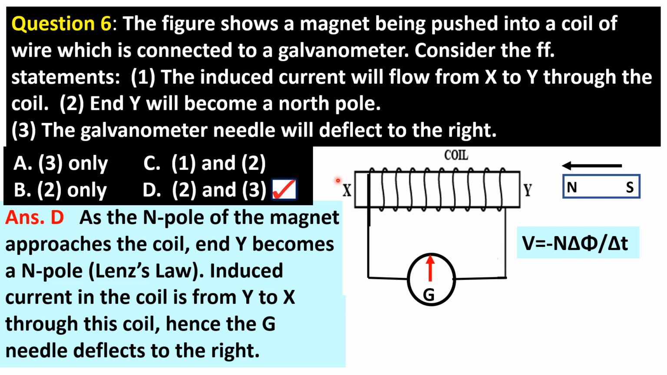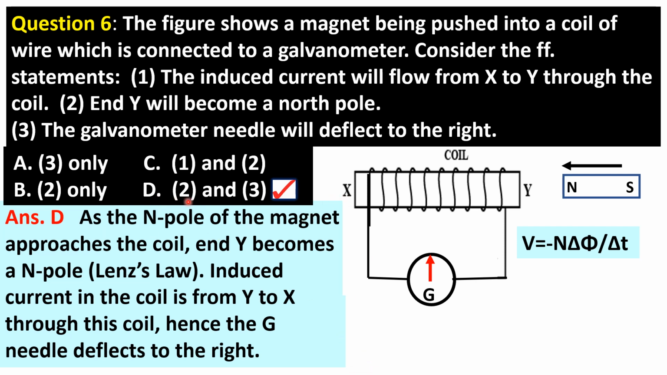As earlier mentioned, end Y of the coil will become the north pole. That's correct. Hence, our answer indeed is letter D.